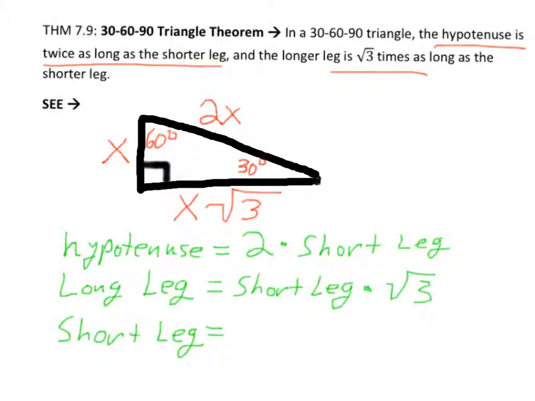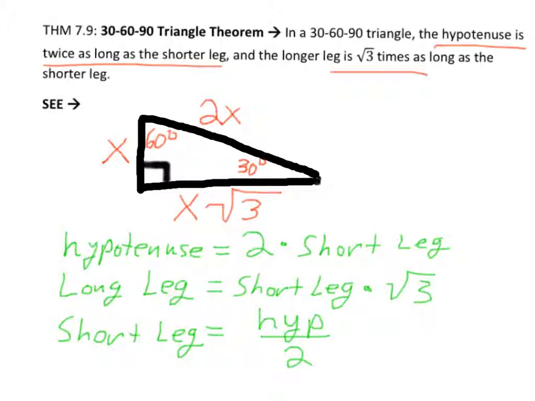The short leg, this one's a little bit more complicated, but this is simply solving this top equation here, the hypotenuse equation, for the short leg, and that gives us the hypotenuse divided by 2. Okay, so those are 3 formulas for a 30, 60, 90 triangle.